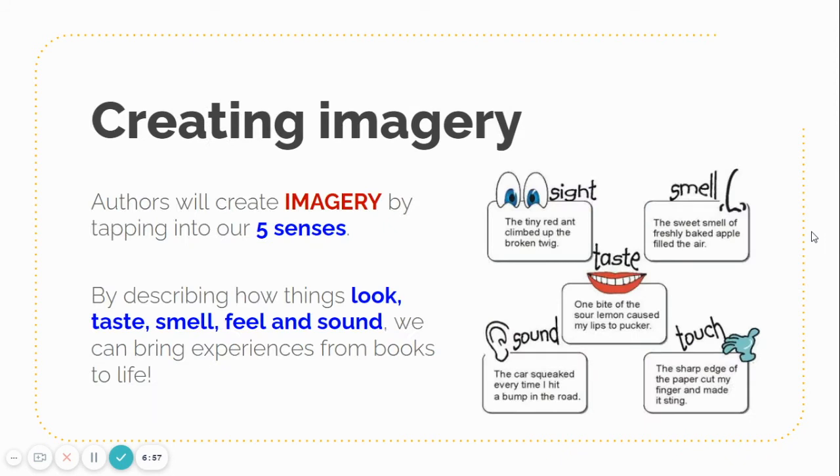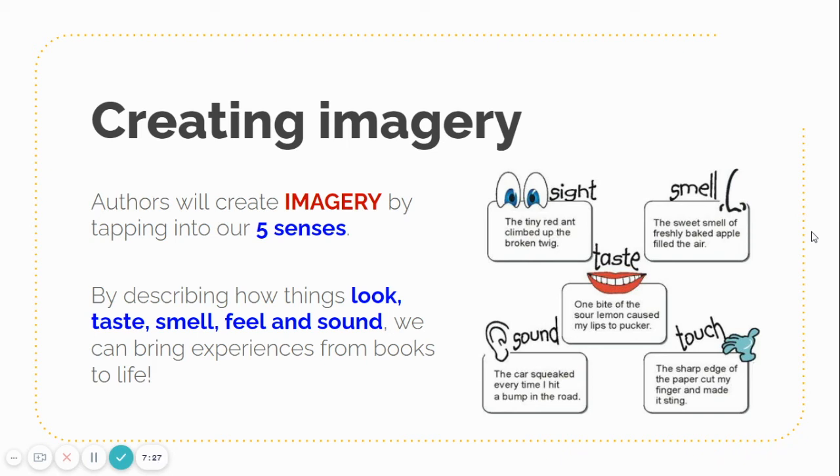So imagery is when the author uses language that taps into our 5 senses. So by describing how things and people look, taste, smell, feel, and sound like, so by really eliciting and targeting those 5 senses, we can bring experiences from books to life. So what you'll find when you're reading Same Sun Here, and really any other text, is that authors often use language that is targeting our 5 senses.